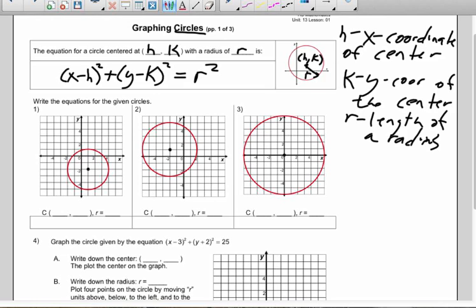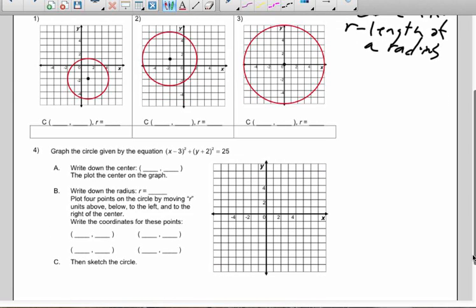So this is really easy, if you see this. To find the center, you just take this number and change its sign. And then you take this number and change its sign. And to find the radius, you take the square root of that number. Okay, so here we've got pictures of 3 circles, and we're going to write the equations for them.